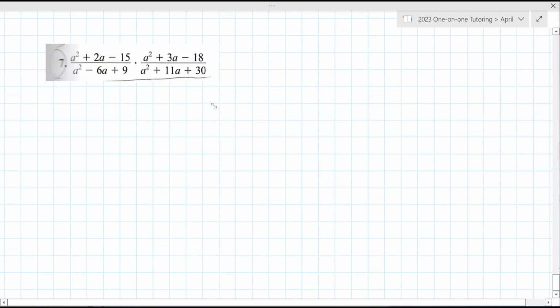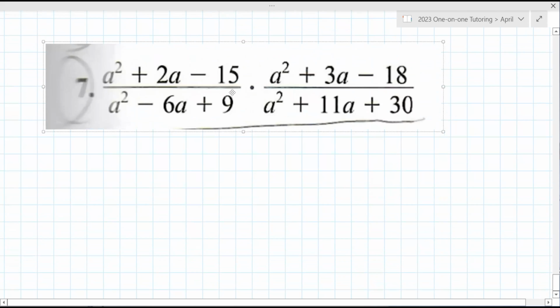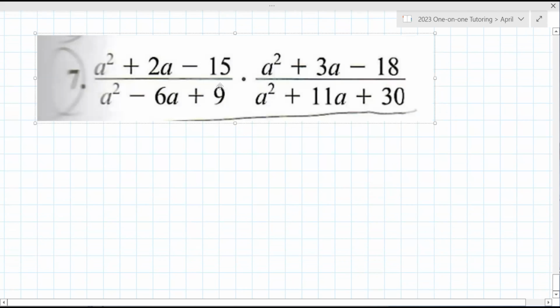This one's a little bit harder. Unfortunately, it's just the way math is: as soon as you think you've got it, you get a little wrinkle that's a little different. So let's look at a squared plus 2a minus 15. The big difference is that it's negative 15 now. So you're looking for two numbers that multiply to negative 15, but add to positive 2.